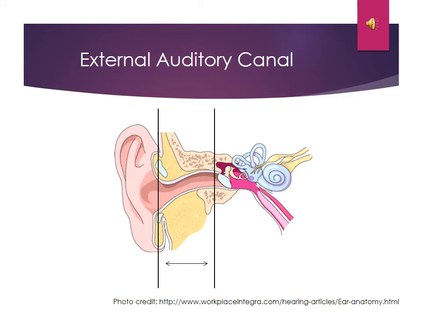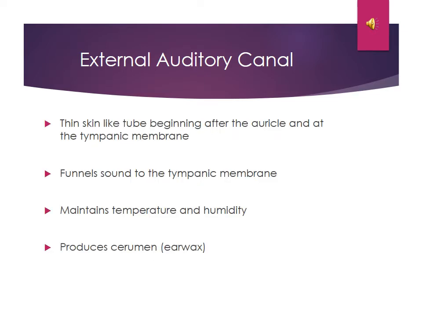The external auditory canal is a tube that begins at the auricle and ends at the tympanic membrane. The canal is approximately 1.25 inches long and 0.25 inches in diameter. The inner 2/3 of the canal is embedded in the temporal bone. The outer 1/3 of the canal is cartilage. This canal is used to funnel sounds to the tympanic membrane.